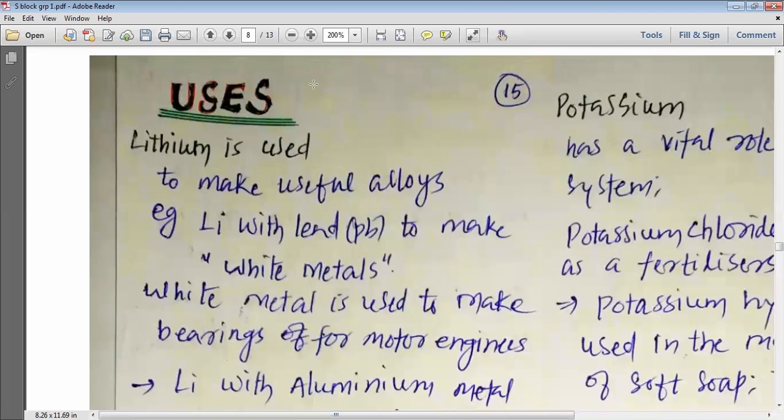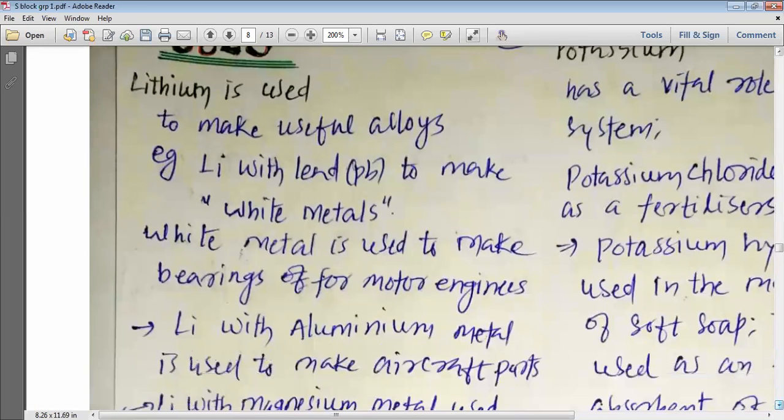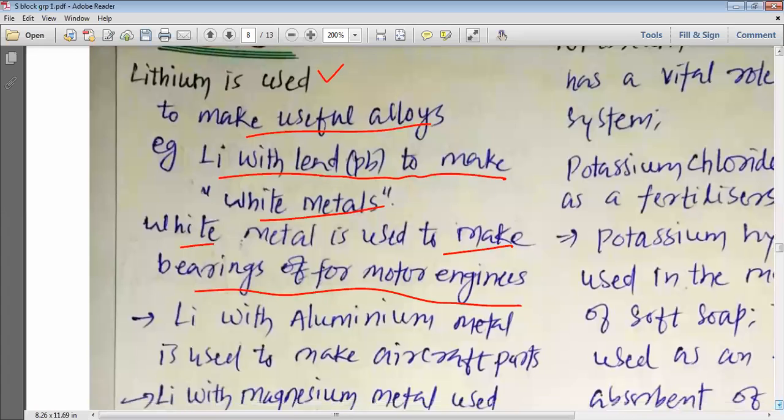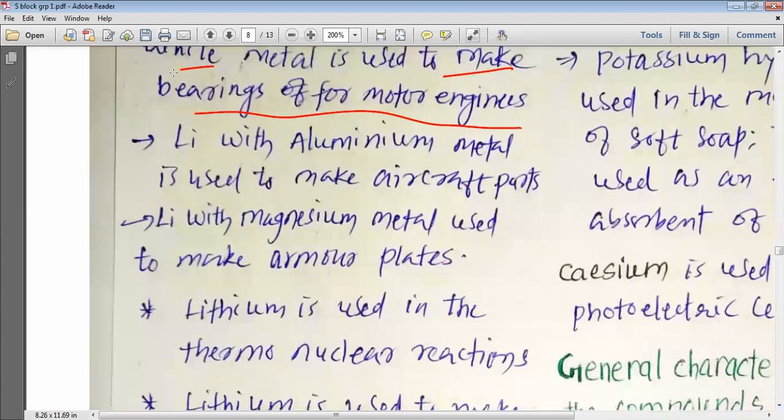Now we want to study about the uses of these metals which are known as the alkali metals. Let us study about the uses of the alkali metals. Lithium is used to make useful alloys. Example, lithium with lead makes white metal. This white metal is used to make bearings for the motors of engines. So lithium makes white metal, and white metal is used to make the bearings of the motor engines.